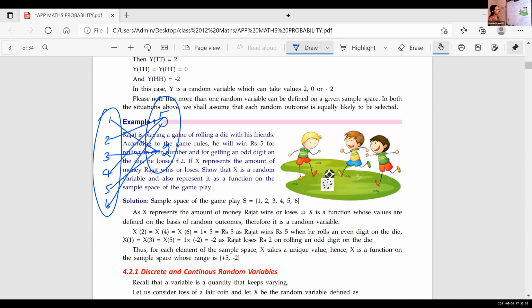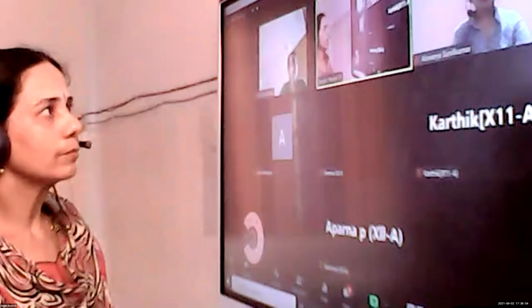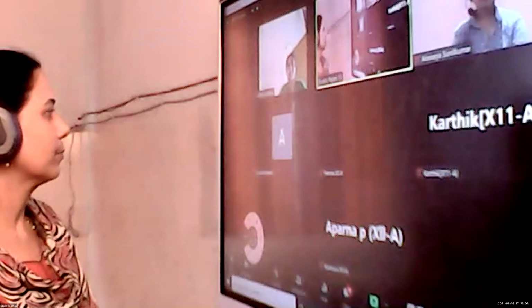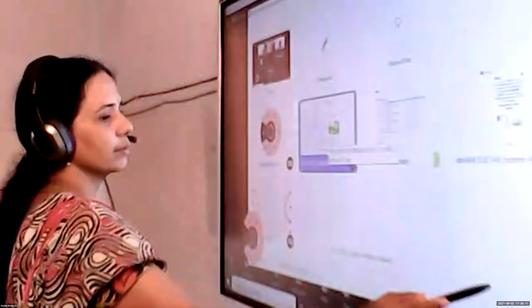Is it clear? Yesterday we discussed one question based on head and tail. Similar question only, here also it is explained. Is it clear? Is it okay? Aparna? Anila Mohanan? Yes, ma'am. Now look at the next one.